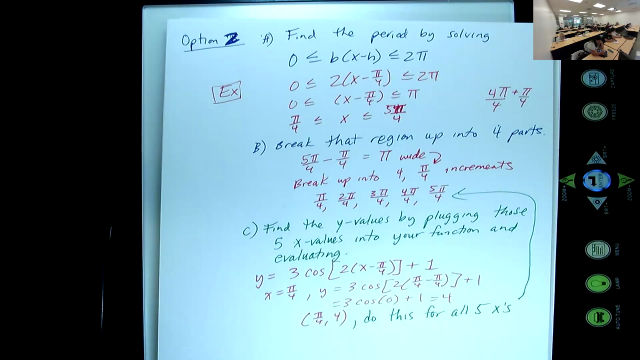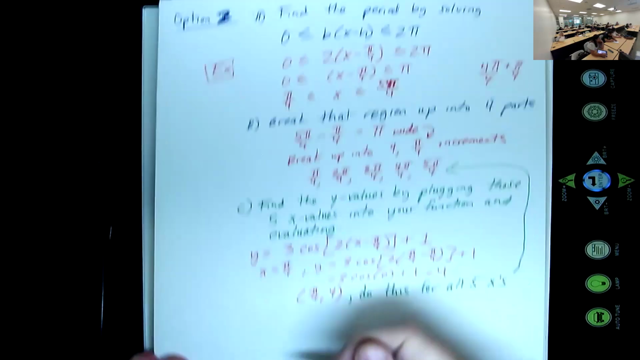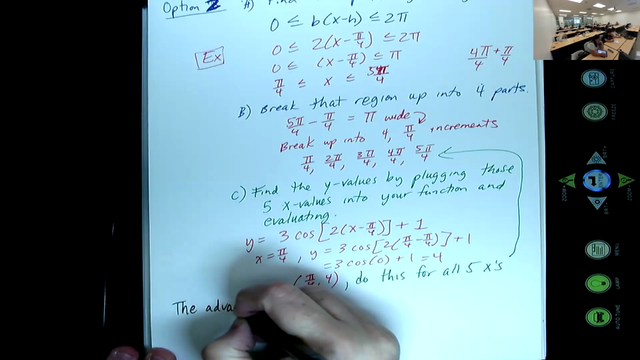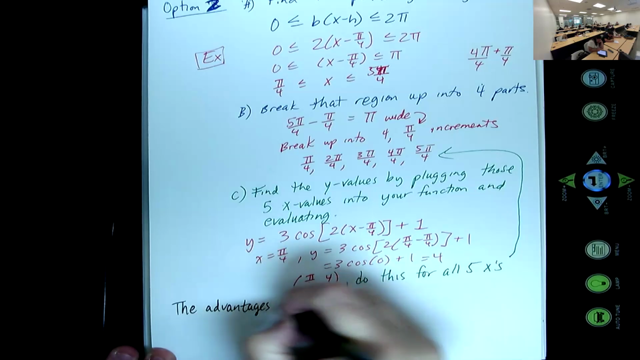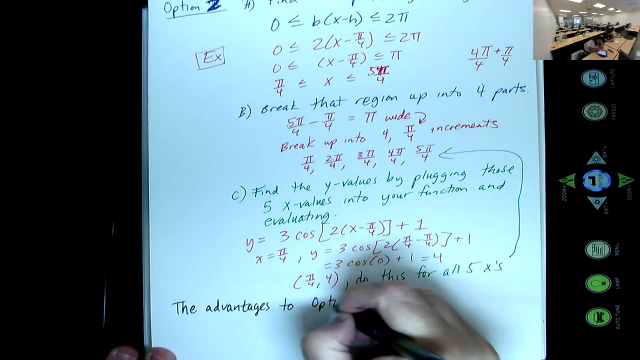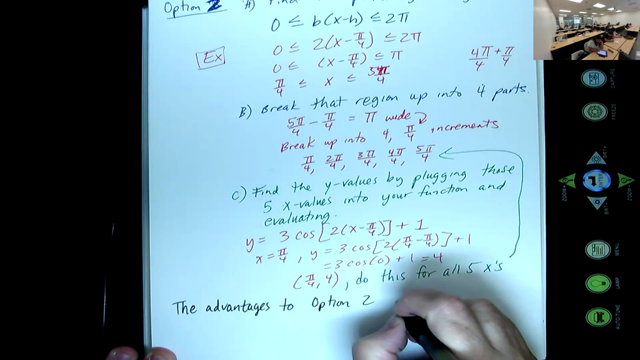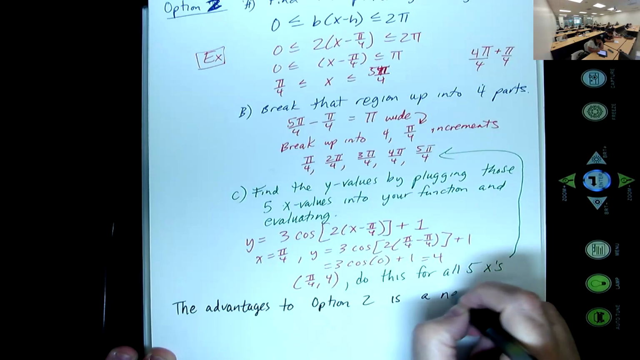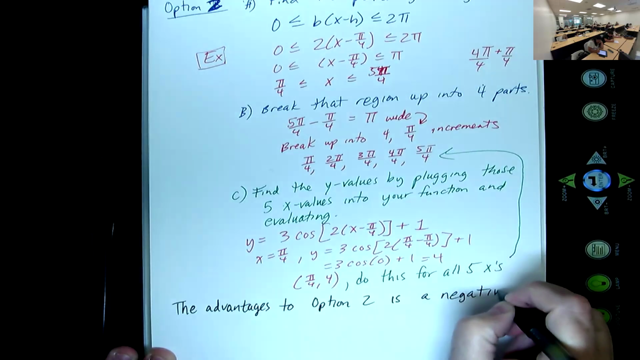There are advantages to this one. The advantage to option 2 is that a negative amplitude is already accounted for.